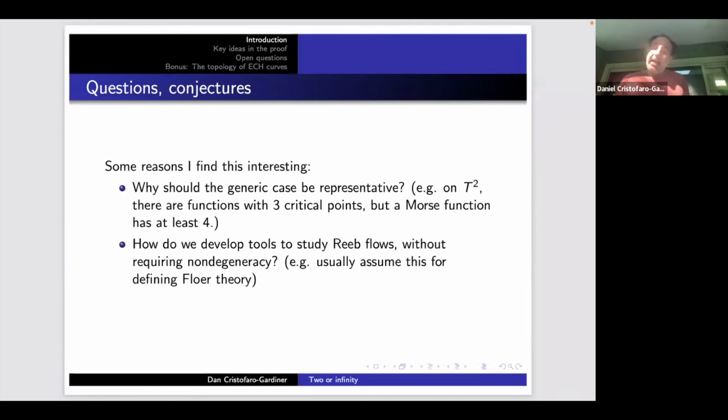So again, I'll talk about non-degeneracy a little bit later for non-specialists, but think of non-degeneracy as analogous to the Morse case. So if we're trying to work outside of the Morse case, how are we going to develop good tools to actually do this? So those were 2 reasons that I found this particular question interesting.